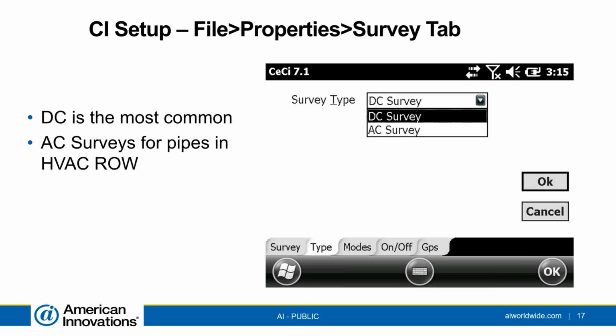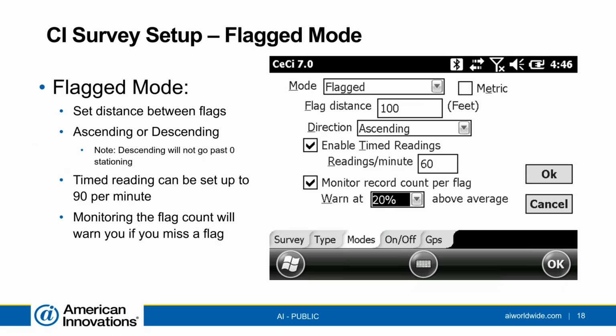All right, so the next tab is the type. Like I mentioned earlier, we can do DC, which is the norm. That's the most common. But we can do AC surveys if you've got a right-of-way that's under an HVAC corridor. Then you may be out there doing an AC pipe to soil. We can handle either one of those.